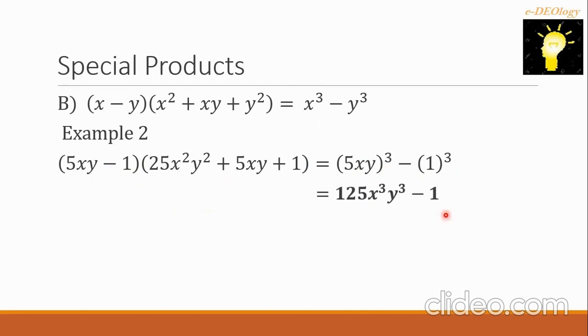Then we'll just simplify. The 5xy raised to 3 becomes 125 x cubed, y cubed, and then minus 1 cubed is 1. So this is our final answer.